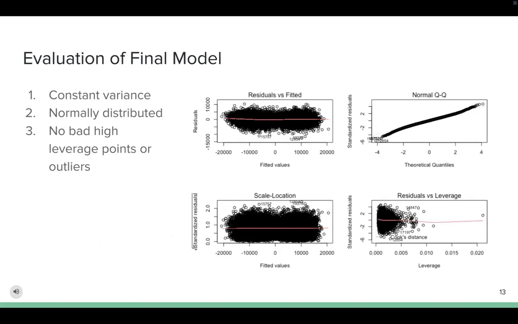Now we need to do the model diagnostic again for the final model. We can see in the graph that the residuals of the final model have constant variance and are normally distributed. There is only one high leverage point, and it is a good high leverage point, which means this is a good model to explain the relationship between variables in the game.